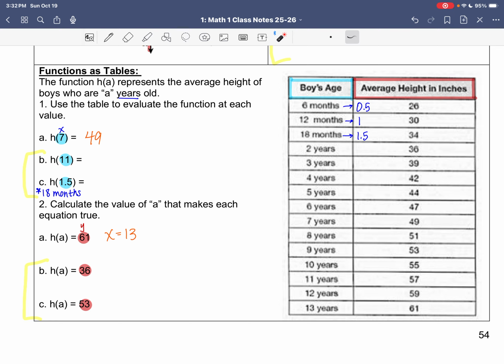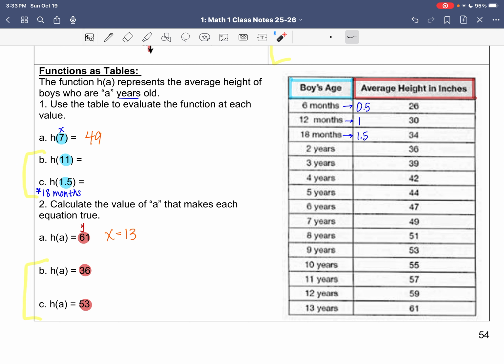Now this one's pretty easy. If you go to x is 11, we know that's related to 57. Now c is a tricky one. For c, notice it says 1.5. Well, 1.5 years is actually 18 months, so we're going to have to convert these to years. This is half a year, this is 1 year, and this is 1.5 years. So when we're looking at 1.5, we're actually looking at 18 months, and we know 18 months goes with 34.